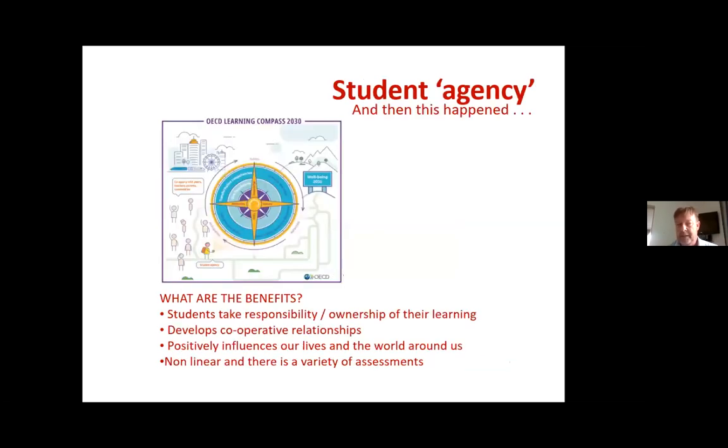Along comes the OECD with their looking at 2030 and the learning compass, and we start to hear student agency being talked about. Here, there is a shift where the students are encouraged to take responsibility of their own learning. It's up to them for their progress. It's up to them for their achievements.